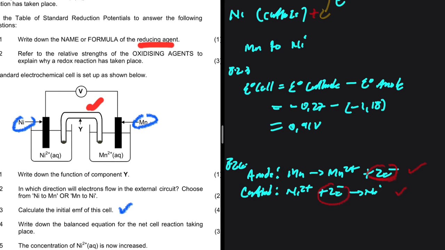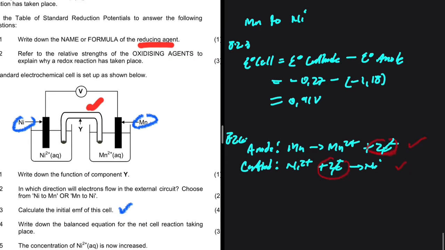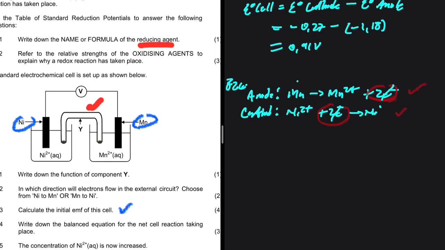So in order to find the net cell reaction, we add the left-hand sides of the two equations and the right-hand sides of the two equations. But what we can do is ignore the electrons. We have 2 electrons on the left and 2 electrons on the right. They're just spectators. So we're adding Mn and Ni2+. We're going to have Mn plus Ni2+ to give us Mn2+ plus Ni. This is the net cell reaction.